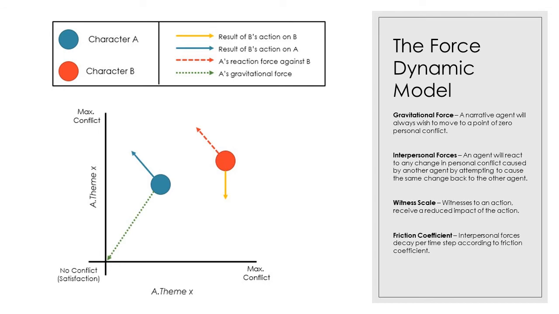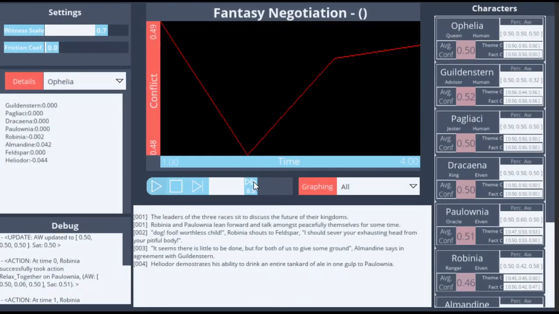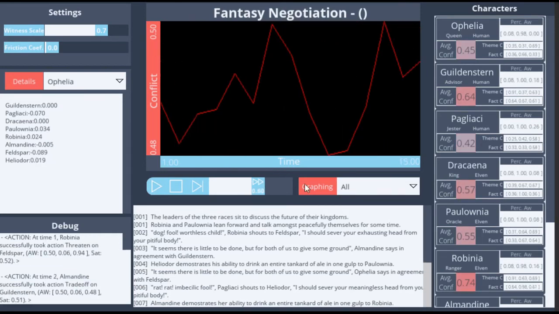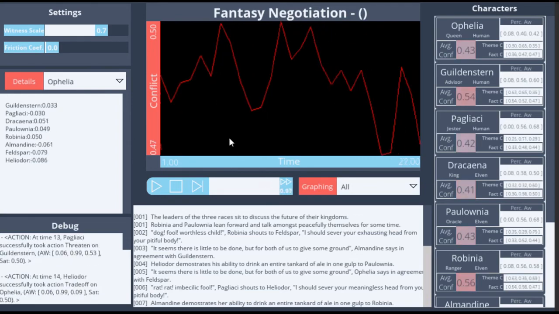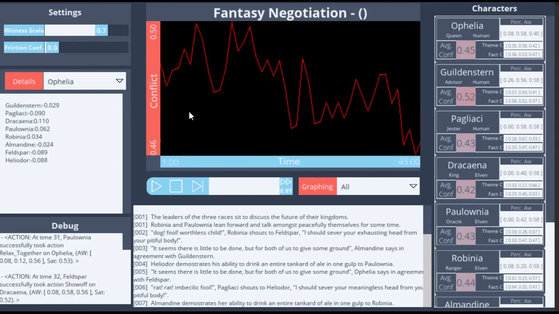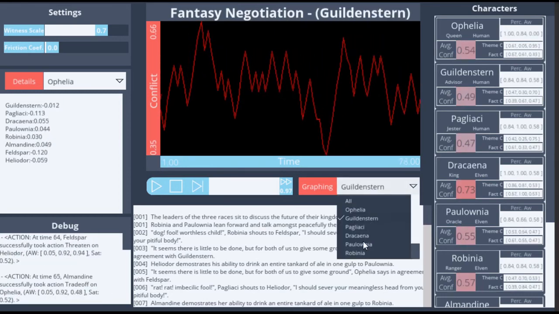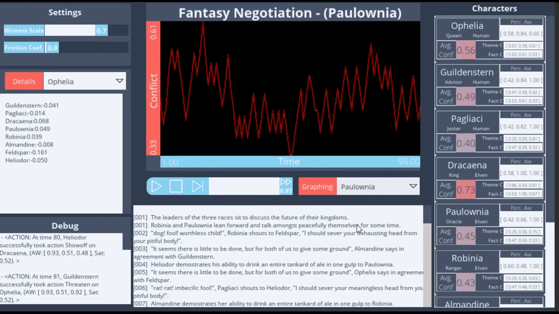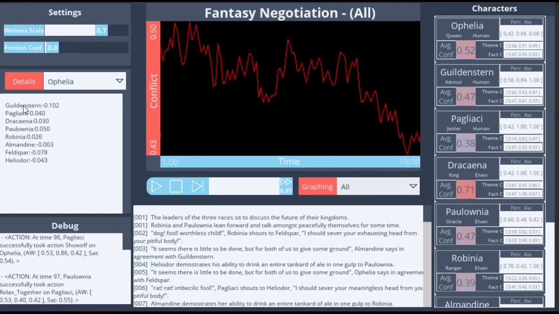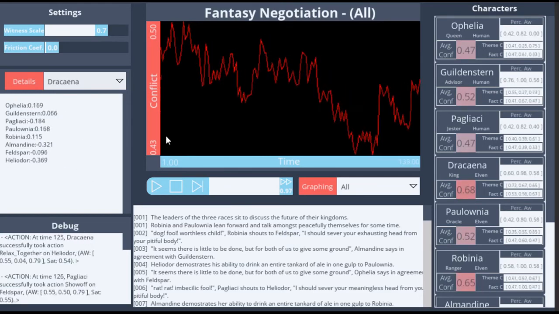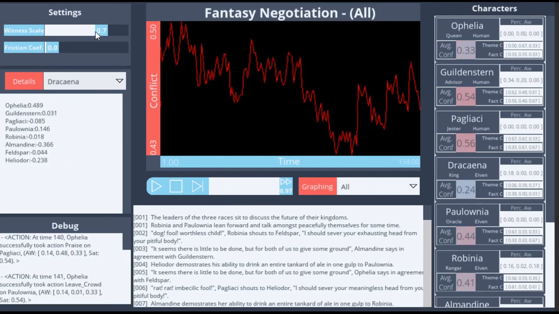The resulting system was implemented in the Unity game engine, and a Python script was used for visualization. A visualization user interface was developed that allows authors to simulate an emergent narrative work and analyze the results, including the textual output, the conflict curve, which can also be viewed for each character, as well as large amounts of summary information, such as the average relationship between characters, or a live modification of the witness scale or the friction coefficient.